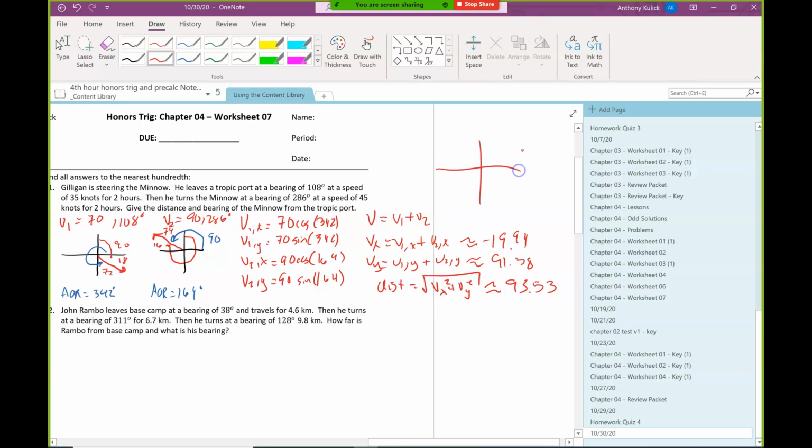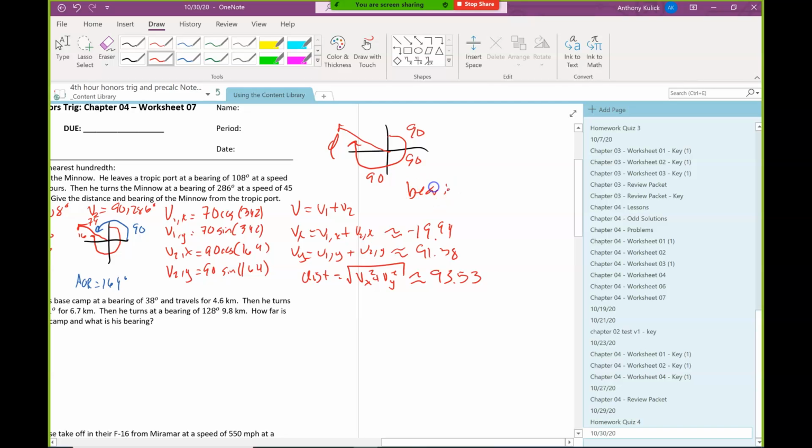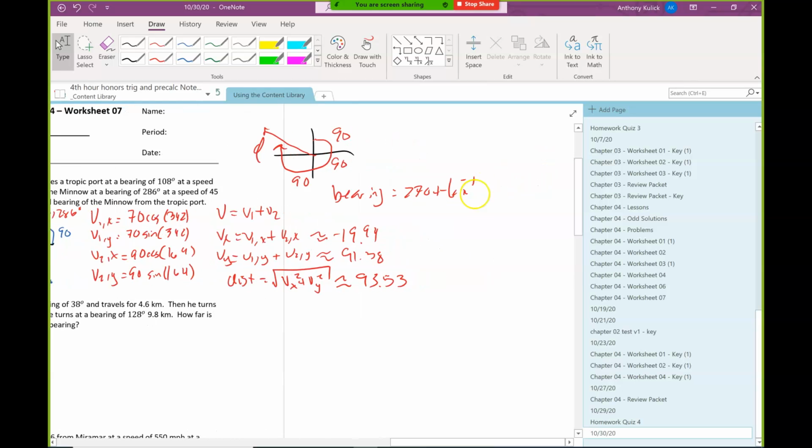And then if I draw this to figure out the direction, I go negative 19 to the left and then 90. So this is going to be my location. So that's my bearing. It's going to be 90 plus 90 plus 90 plus that angle phi that we calculated before. So my bearing is 270 plus tan inverse of the absolute value of Vy over Vx.